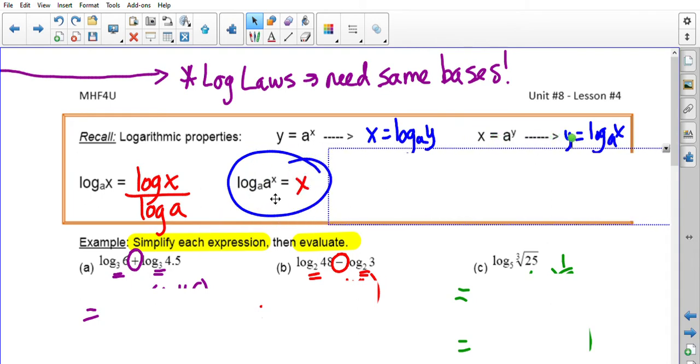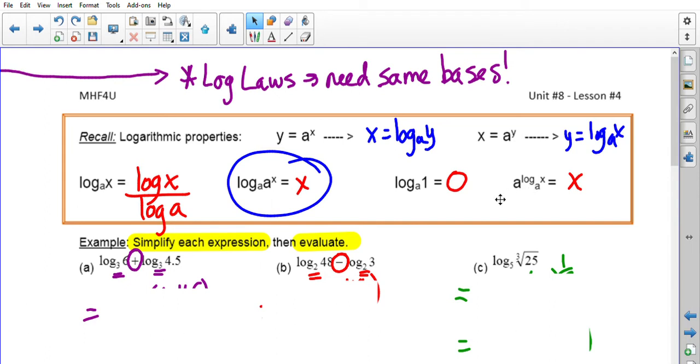All right, this one, property number 2, we've been working with a lot. So that's log of a to the x to the base a. When those two bases match, it just equals the exponent of x. When you have log of 1 to the base a, the minute you see 1 in the argument, you know the answer is 0. And if you have a to the log of x to the base a, all that's in the exponent, those are the same, so it just equals the argument, so it's just x.